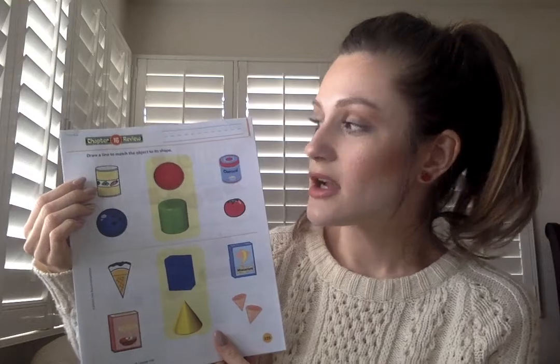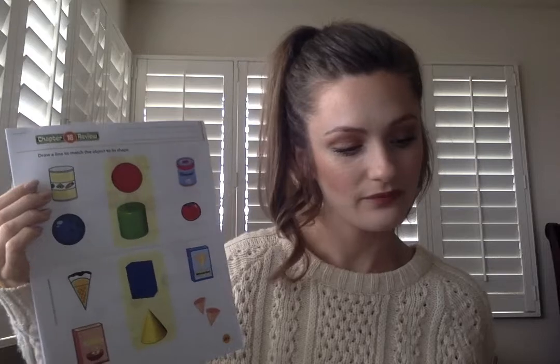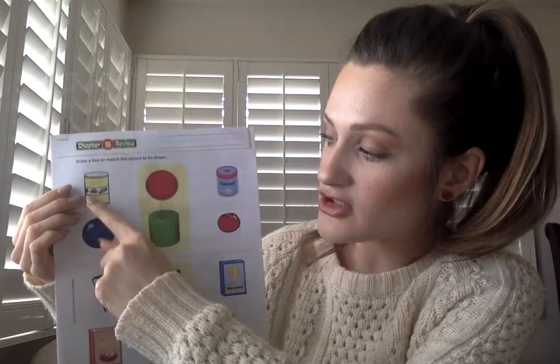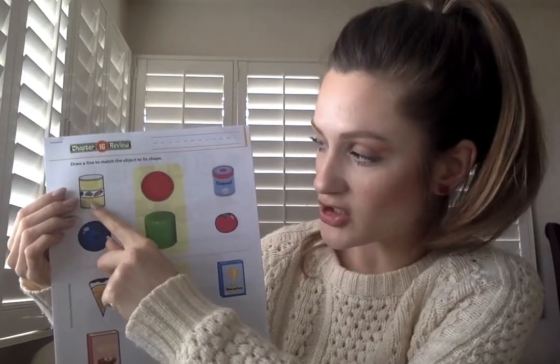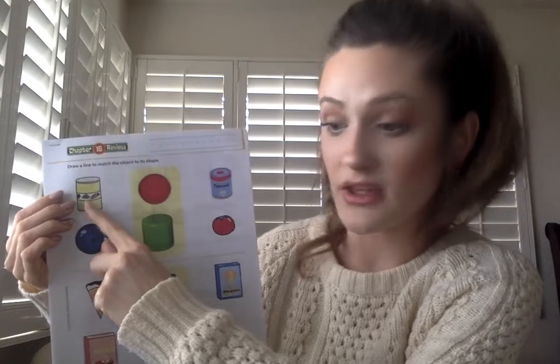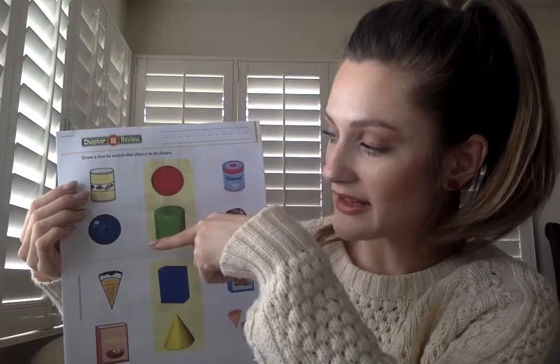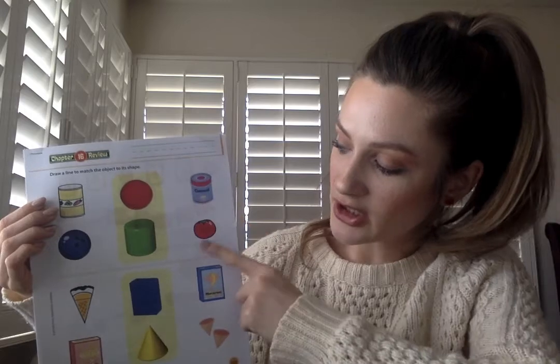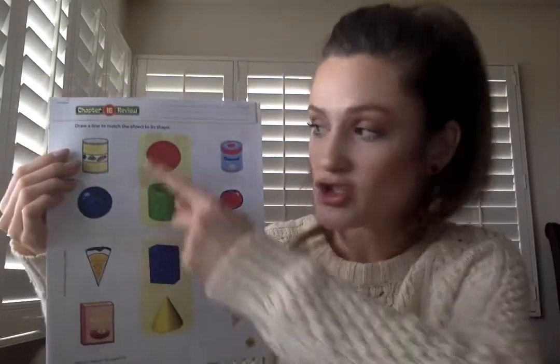The first one says, draw a line to match the object to its shape. So they put the shape on the inside, they put the sphere, and they put the cylinder. So we've got some can of vegetables and a bowling ball. So go ahead and match which one this is the shape of. Is it a sphere or a cylinder? Go ahead and match it, draw a line, and then on this side, after you do the bowling ball, you're going to look at the oatmeal container and the tomato, and you're going to match them to the shape in the middle. Does that make sense?